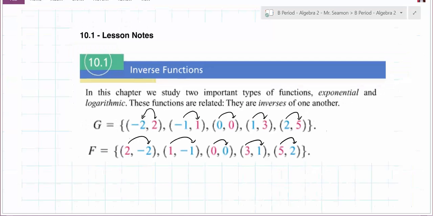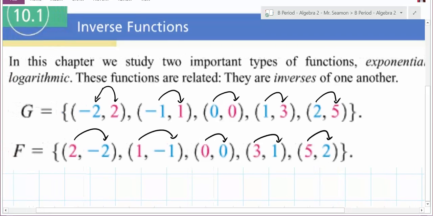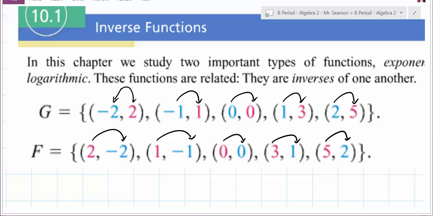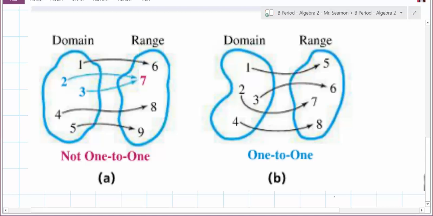So we're going to study later the two types of functions that are called exponential and then logarithmic functions. They are inverses of one another, but we have to understand what an inverse is first. How to tell if something isn't in one-to-one functions. What can you tell me? What do you think the difference is between a one-to-one function and a function that isn't one-to-one? What's the one structural difference there between those two functions?